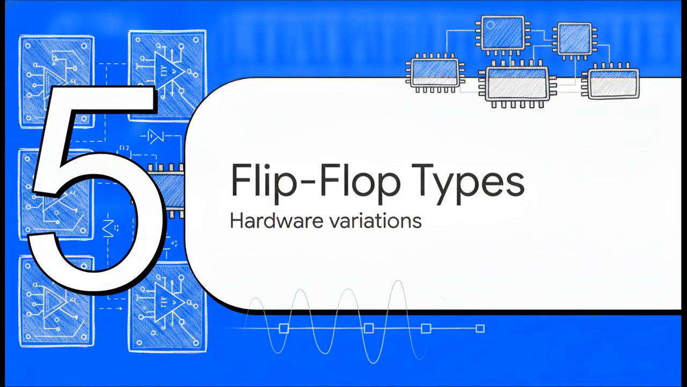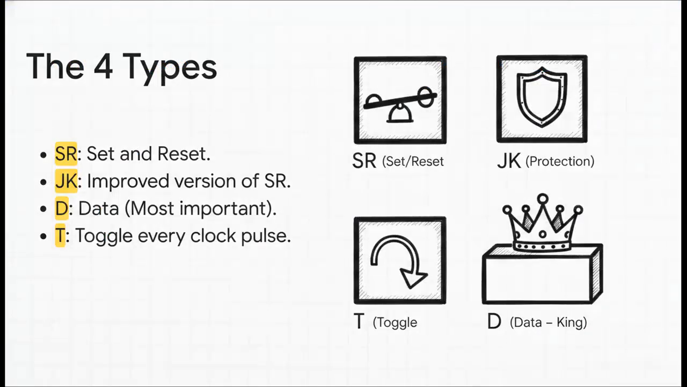All right, let's jump to Section 5, the 4 flip-flop types. So let's actually look at the hardware variations because there are 4 main flavors. First up is the SR, or set/reset flip-flop, which is basically the most basic kind. Then there's the JK, an improved version of the SR that cleverly prevents invalid input conditions. Engineers use those a lot in counters. We also have the T or toggle flip-flop, which does exactly what it sounds like. It simply flips its output from 0 to 1 or 1 to 0 every single clock pulse.